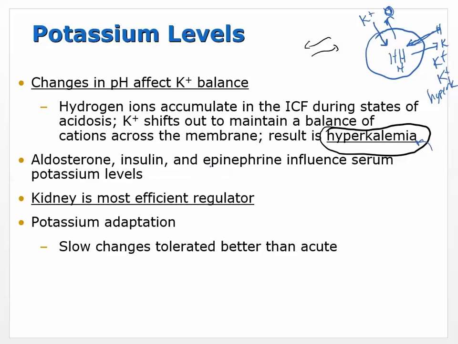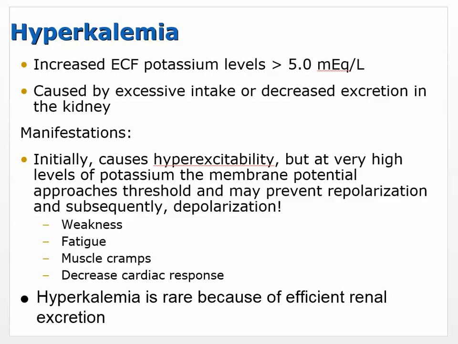So aldosterone, insulin, and epinephrine all influence serum or plasma potassium levels. The kidney is the most efficient regulator. Potassium can adapt: if levels change slowly, you're less likely to experience the dysrhythmias and things like that associated with changes in potassium level. But if it's an acute or very quick change, then that's much worse.